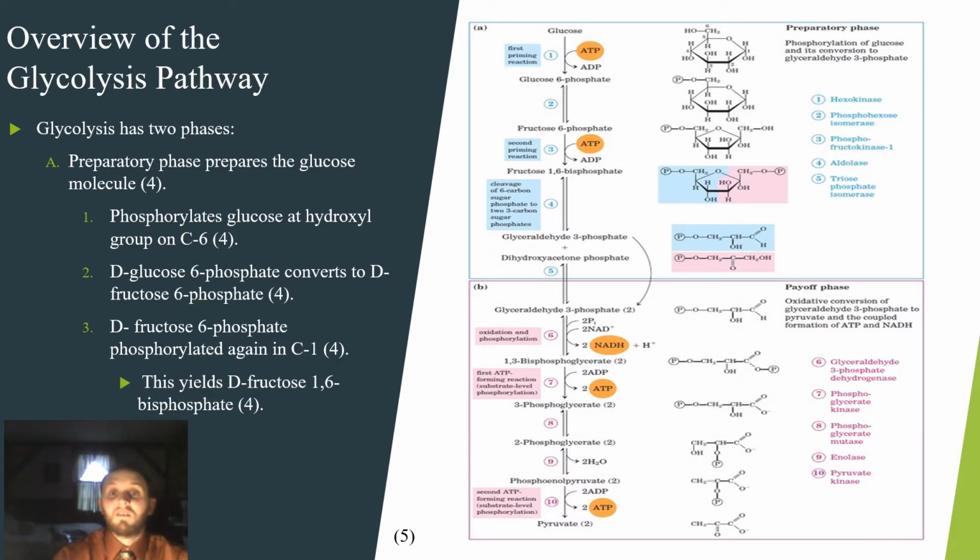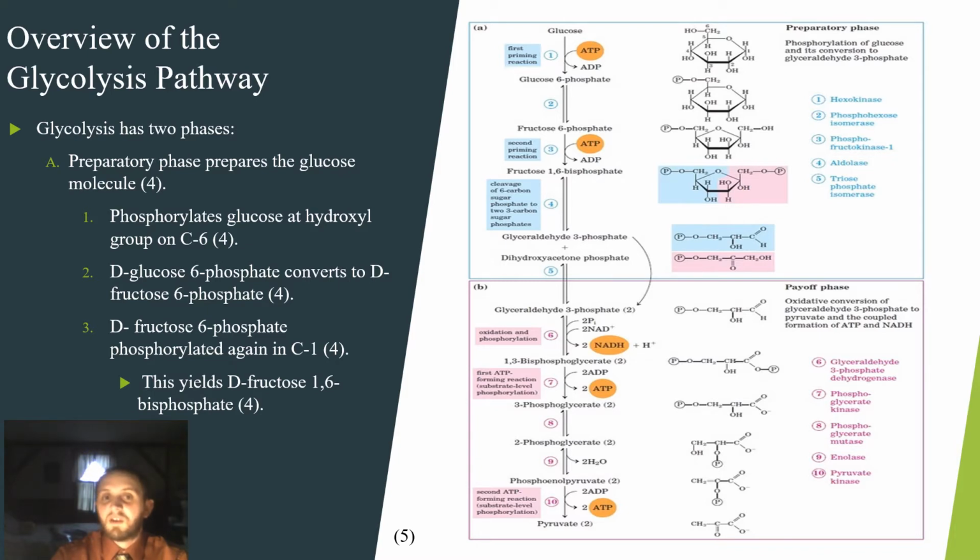So the first step we're going to be focusing on is how this glucose molecule up here is phosphorylated at the hydroxyl group on carbon 6. And this actually becomes glucose 6-phosphate. By the way, this requires an ATP molecule to be used. It's considered the first priming reaction. Step 2 is where we see D-glucose 6-phosphate being converted into fructose 6-phosphate. And one thing I forgot is that glucose is converted to glucose 6-phosphate by hexokinase.